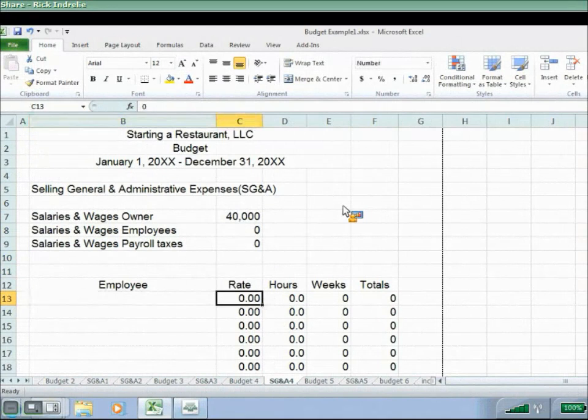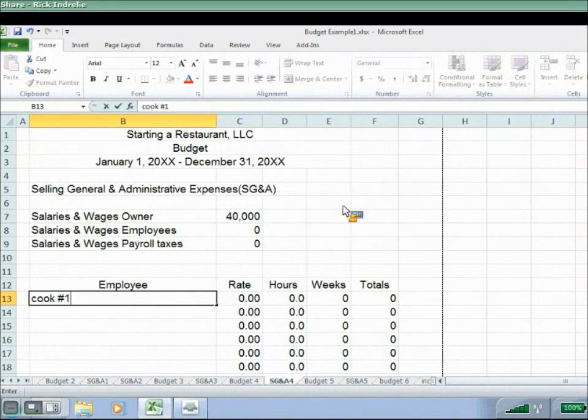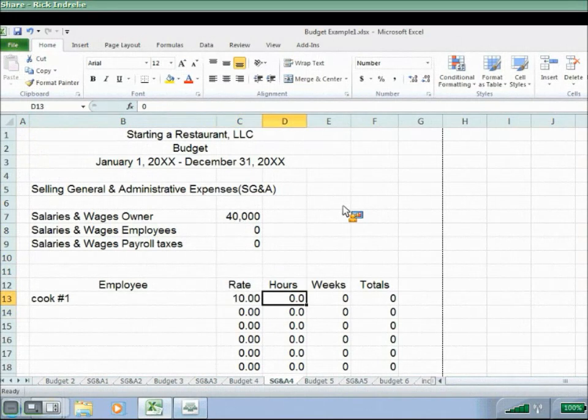We know we're going to need a cook, so we're going to call it cook number one. We're going to pay that position $10 an hour, and we think we need that position for 60 hours a week, 52 weeks a year. So if we take the rate of $10 an hour times 60 hours a week times 52 weeks a year, we're going to get a total of $31,200.